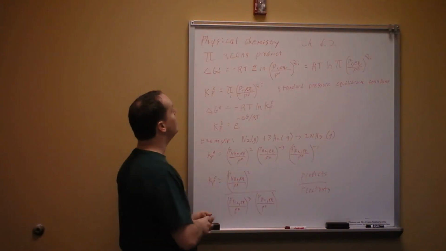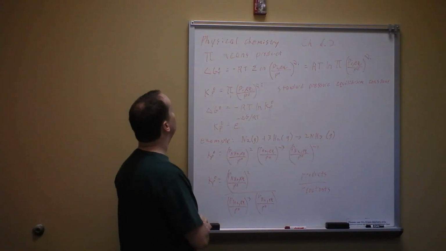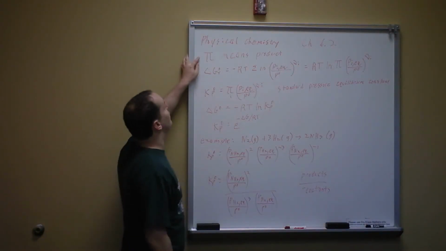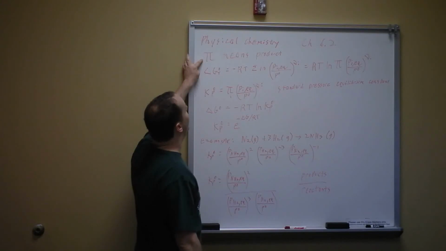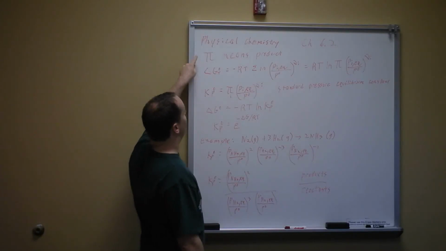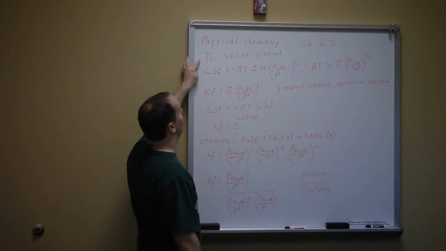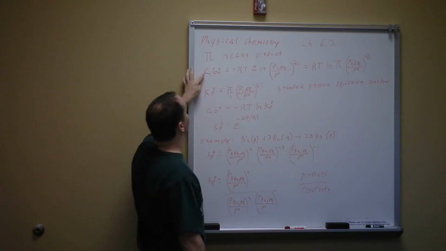Continuing on physical chemistry, chapter 6, we're in section 2 now. Remember, just like we have a sigma for summation notation, we have a capital pi to mean product notation. We're going to be using this here. Also remember your rule of natural log and exponents. If you have natural log of A plus natural log of B plus natural log of C, that's the same as the natural log of A times B times C.